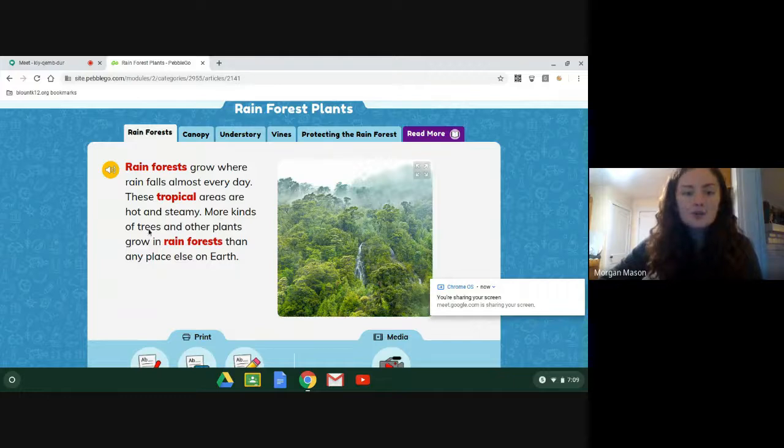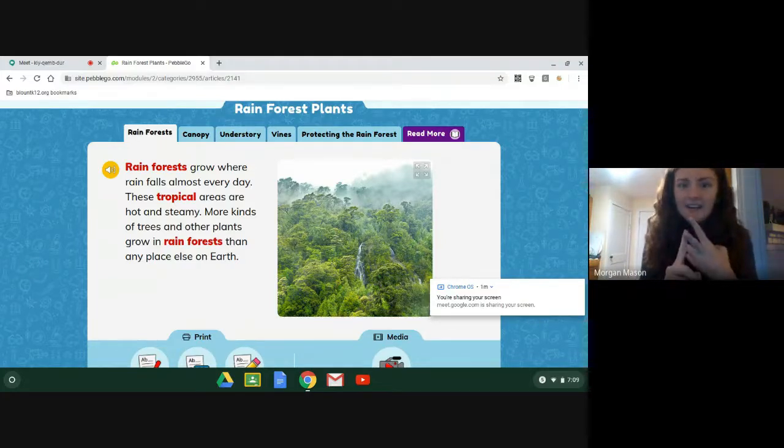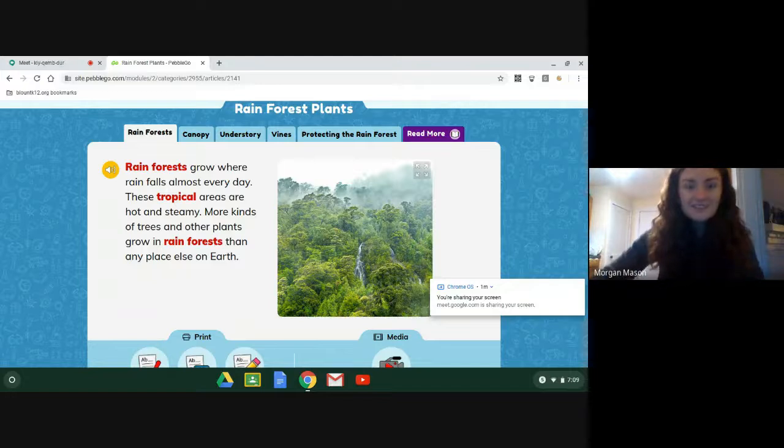More kinds of trees and other plants grow in rainforests than any place else on Earth. So rainforests are the places on Earth where the most different kinds of plants and trees live. And why? Because they're getting that sunlight, and they get what almost every day? They get rain almost every day.